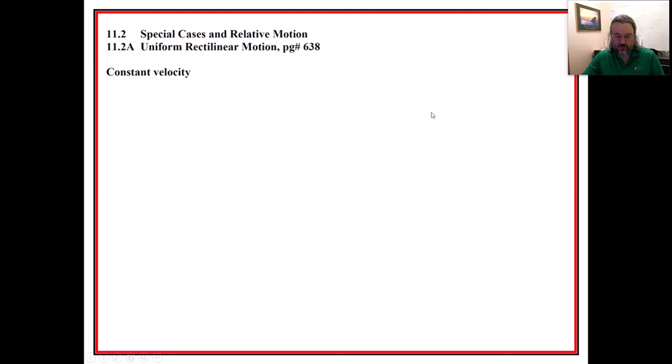Okay, so these are really special cases of motion, and this is section 11.2 in Beer and Johnston, by the way, 11.2a, where we have constant velocity. That means the acceleration as a function of time is 0. No kidding. So the velocity as a function of time is equal to a constant, and we'll give it a subscript c.